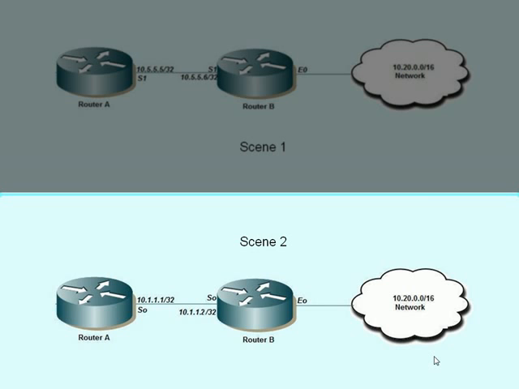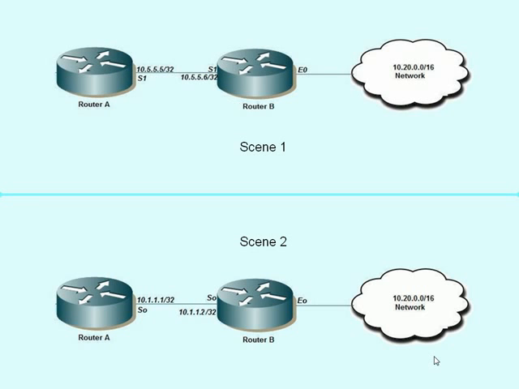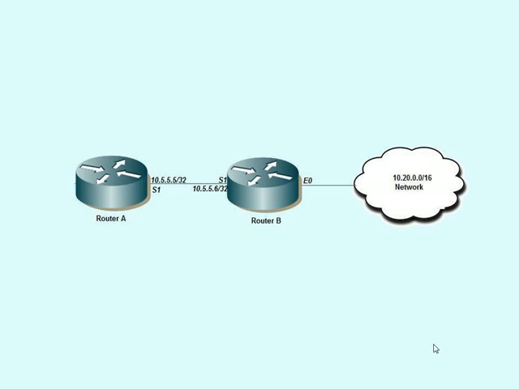10.1.1.1/32 and to its pair 10.1.1.2/32. Lastly, in both the scenes, router B is connected to network 10.20.0.0/16 over fast Ethernet 0. We will now start with the hypothetical scenario of scene 1.